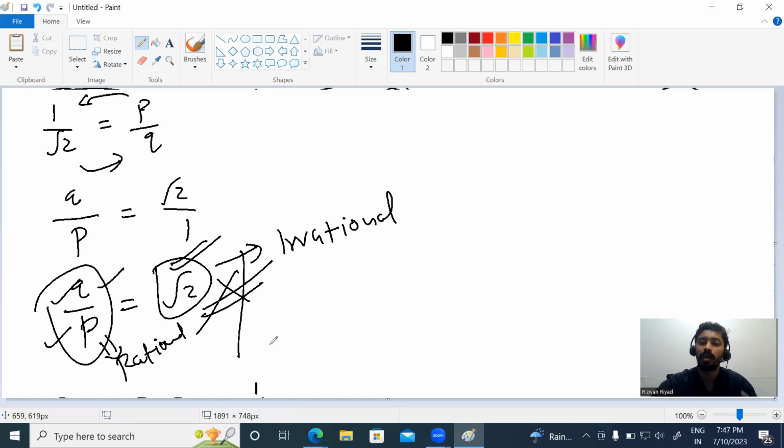From that wrong statement, we can conclude that our assumption was wrong. This mistake has happened only because of our wrong assumption in the beginning, which says 1 by root 2 is rational. That is wrong. 1 by root 2 is actually irrational. That is the correct assumption.